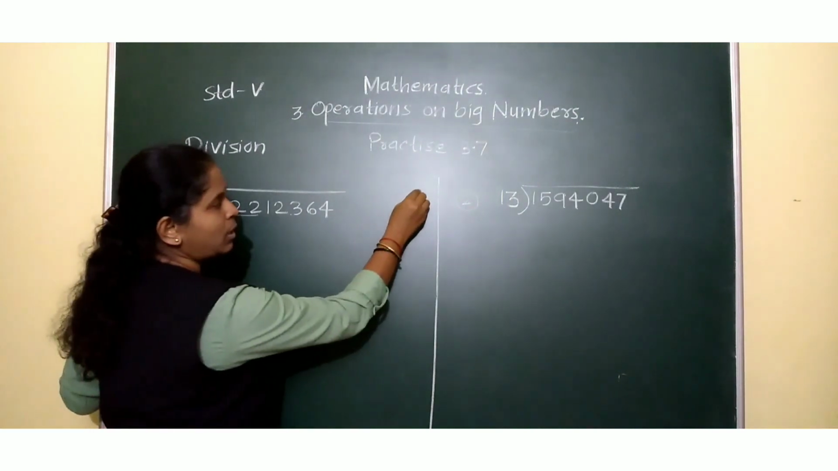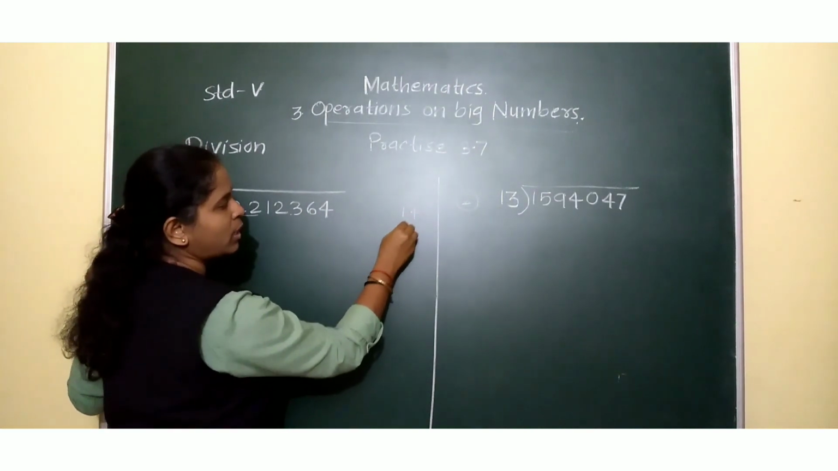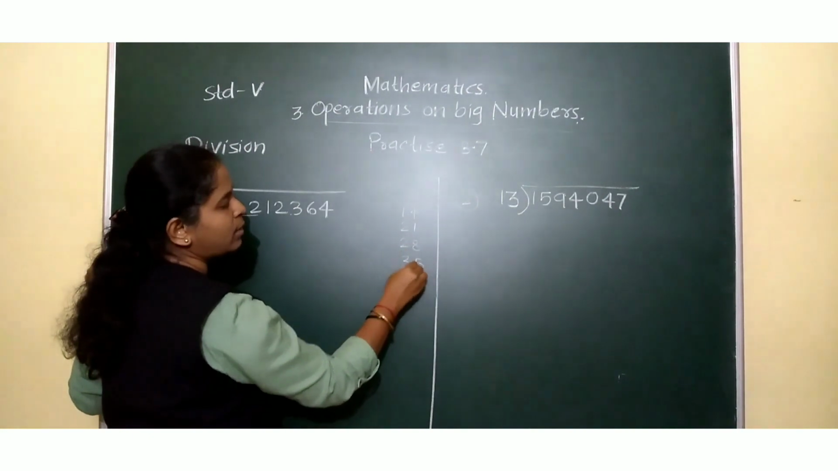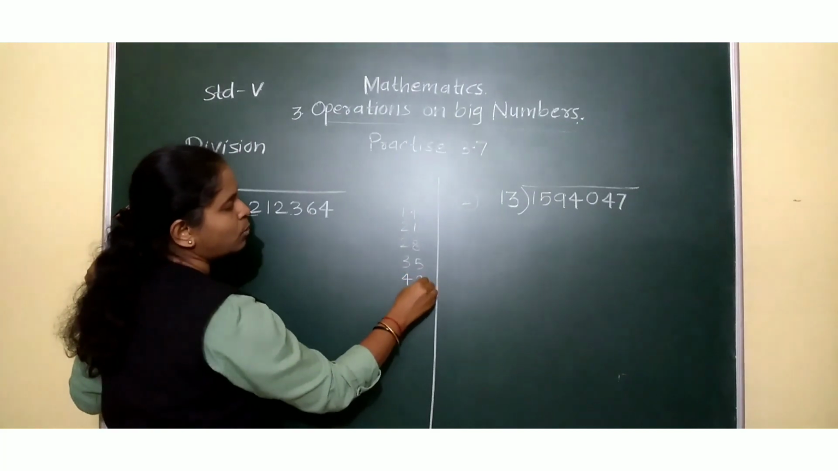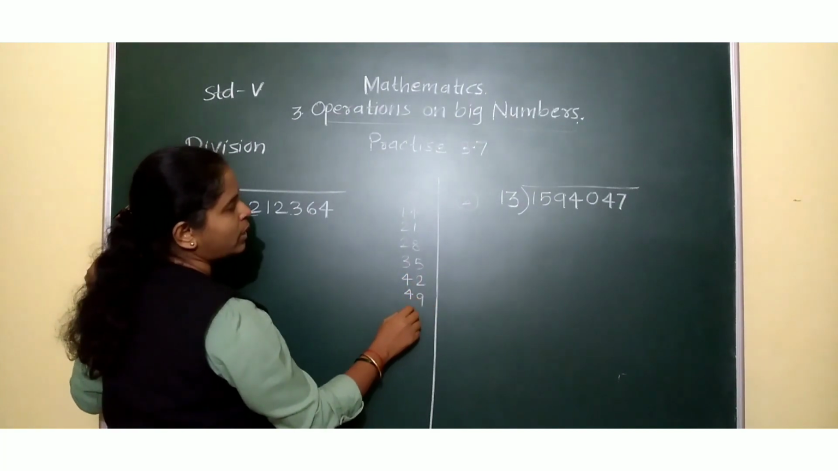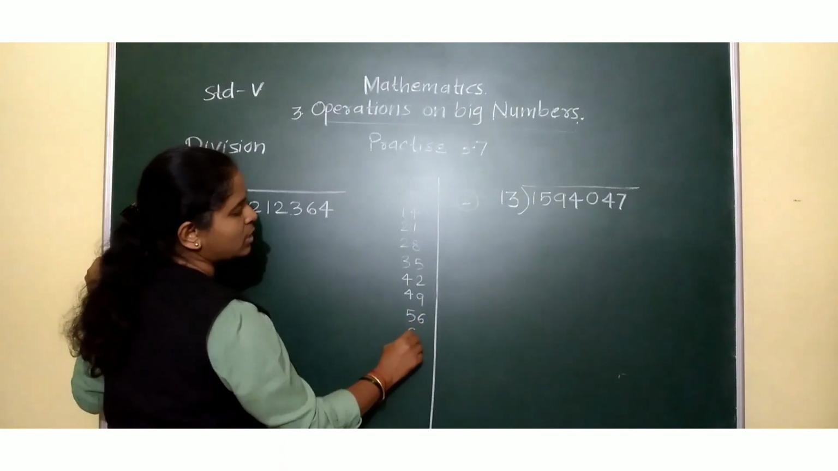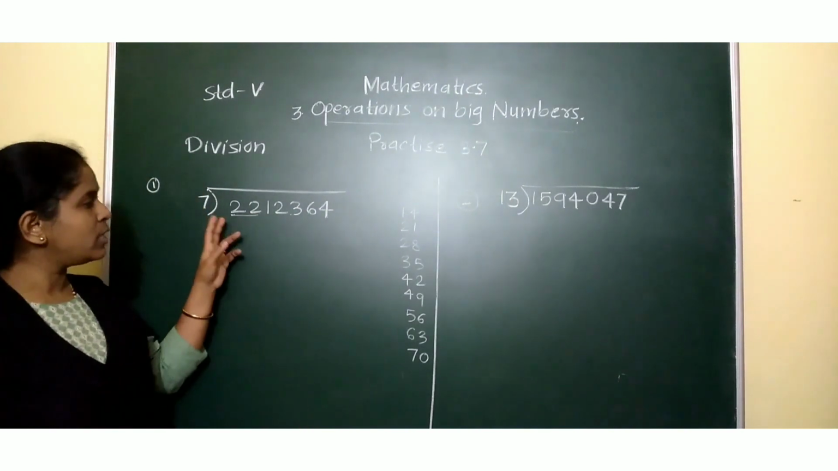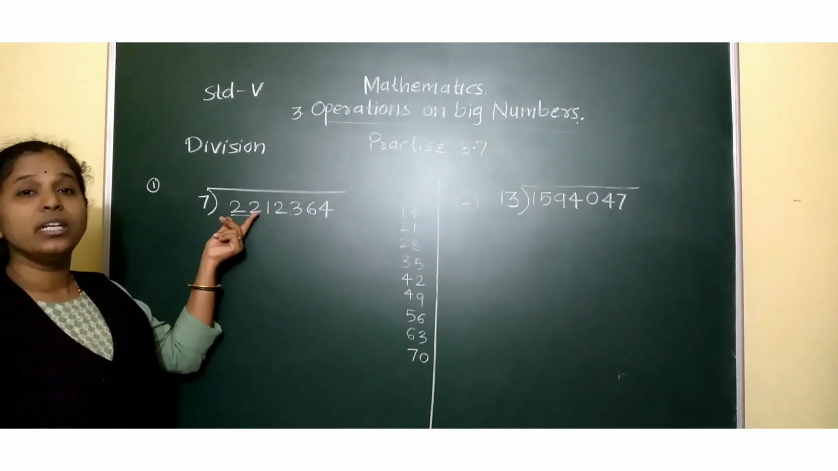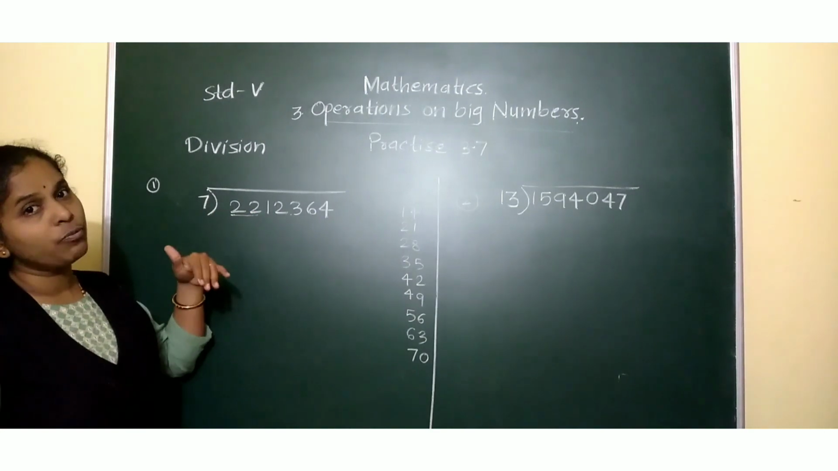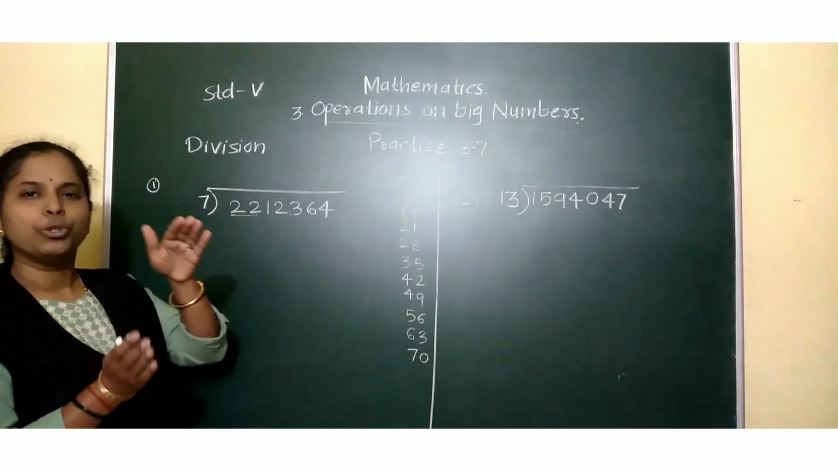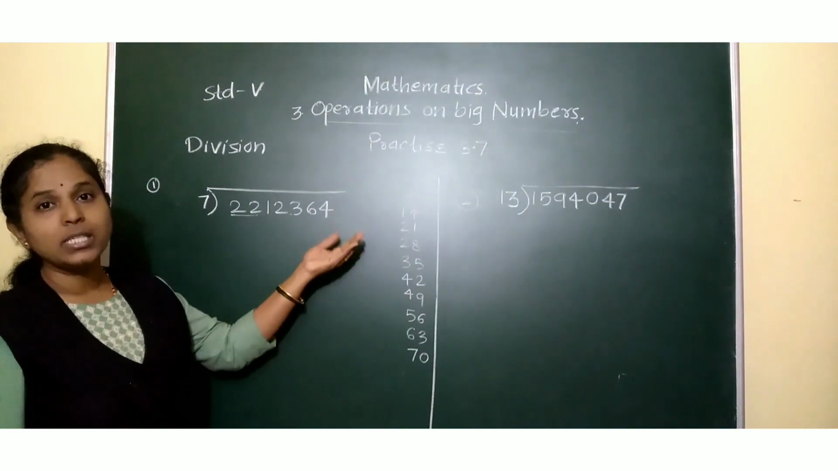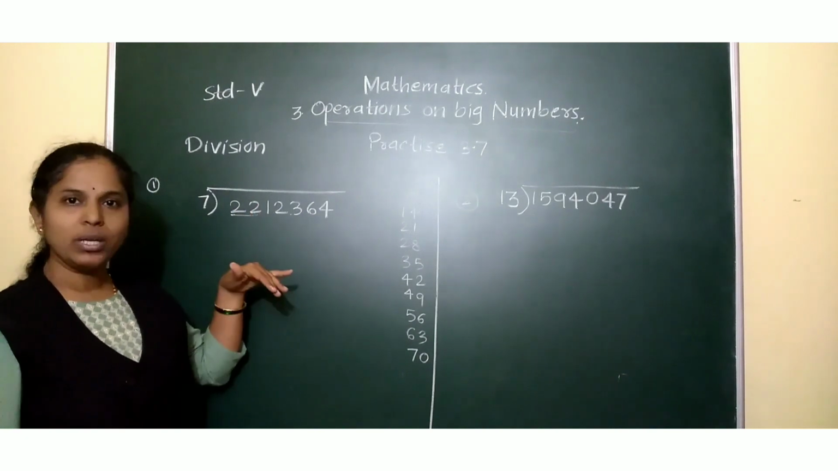Now in 7's table, see here, 7 1 is 7, 7 2 is 14, 7 3 is 21, 7 4 is 28, 7 5 is 35, 7 6 is 42, 7 7 is 49, 7 8 is 56, 7 9 is 63, 7 10 is 70. This is 7's table. Now in 7's table, which number is near to 22 and which will be small also? It should be close and small. So see here, 21. It is very close to 22 and smaller than 22.